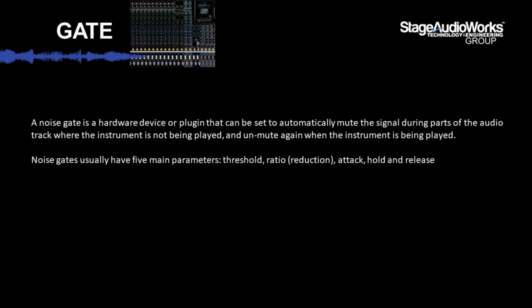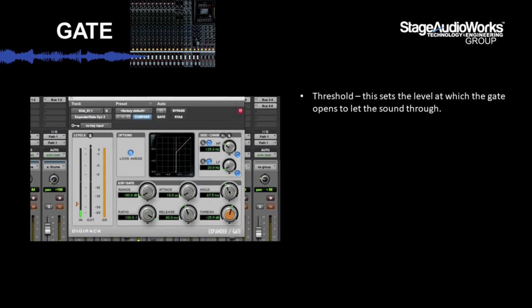Another dynamic that we deal with a lot is noise gate. This is a hardware device or a plugin that can be set to automatically mute the signal during parts of the audio track where the instrument is not being played, and unmute again when it is. Again, these usually have 5 main parameters: threshold, ratio, attack, hold, and release. So here we're looking at a gate. Threshold again is the same, it sets a level at which the gate opens. So if your input signal is not hitting your threshold level, that channel is going to stay closed.